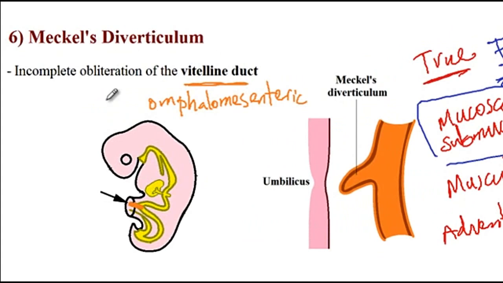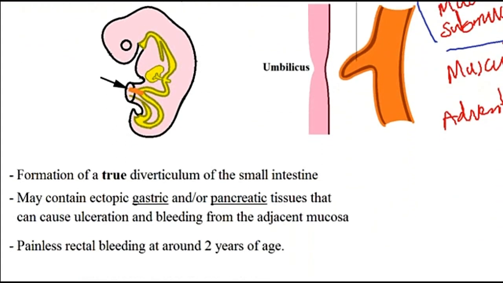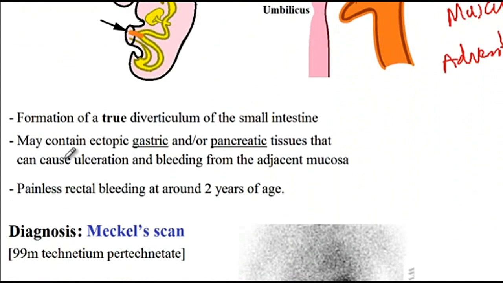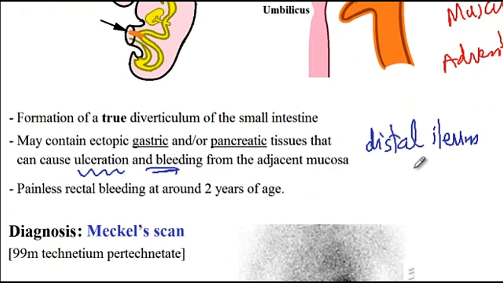So the Meckel's diverticulum is due to the incomplete obliteration of the vitelline duct. The other name for it is the omphalomesenteric duct. And so the Meckel's diverticulum may contain ectopic gastric or pancreatic tissue that will cause ulceration and bleeding from the adjacent mucosa. And it's usually the distal ileum near the ileocecal valve that is being affected. And so the general presentation of Meckel diverticulum is painless rectal bleeding at around 2 years of age.